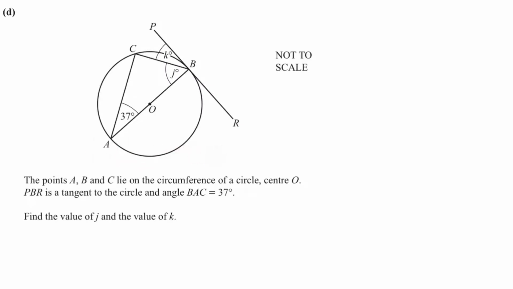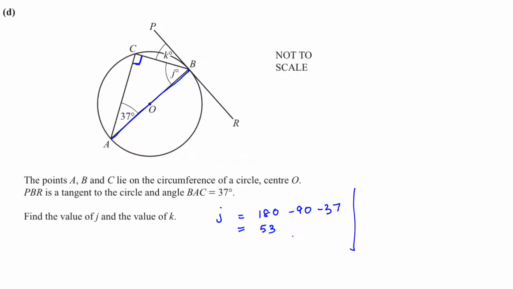Question D. Looks like a circle theorem question. The points A, B, C lie on the circumference of a circle centered O. So O is the center. PBR is a tangent to the circle. And angle BAC is equal to 37. Find the value of J and the value of K. Angle ACB is 90 degrees because angle in a semicircle equals 90 degrees. Therefore, J will equal 180 minus 90 minus 37, which is going to be 53.